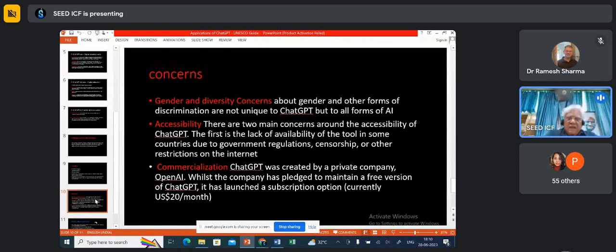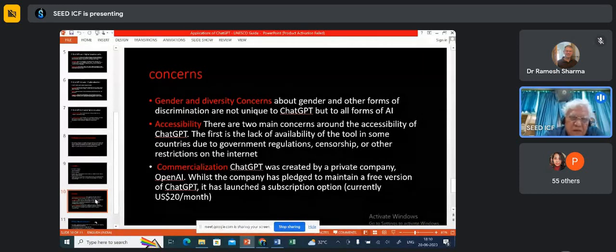Another issue, which is very important, is accessibility. There are two main concerns about the accessibility of ChatGPT. The first is the lack of availability of the tools in some countries due to government regulations, censorship, and other restrictions on the internet. The internet is the medium through which data processing and language processing are made available to people. So if the internet is banned, nothing can be done. Certain regulations and certain censorship can be applied.